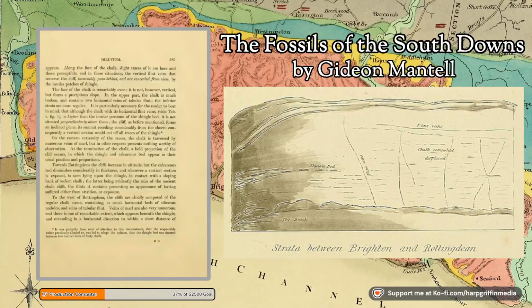It is particularly necessary for the reader to bear in mind that although the chalk with its horizontal flint veins, see Tablet 5, Figure 1, is higher than the insular portions of the shingle bed, it is not situated perpendicularly above them. The cliff, as before mentioned, forms an inclined plane, its summit receding considerably from the shore. Consequently, a vertical section would cut off all traces of the shingle.